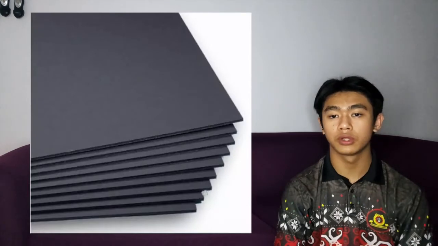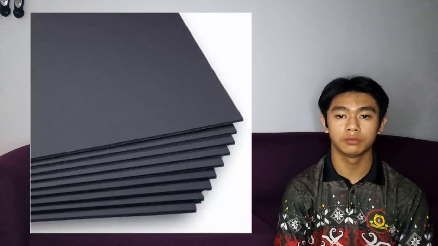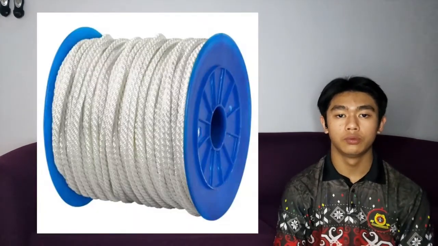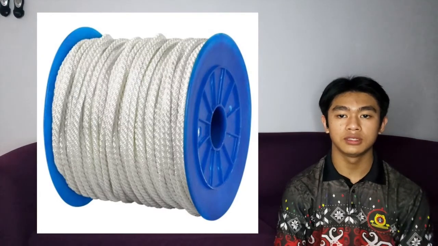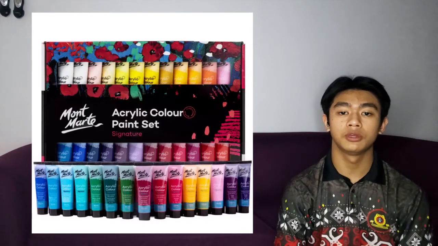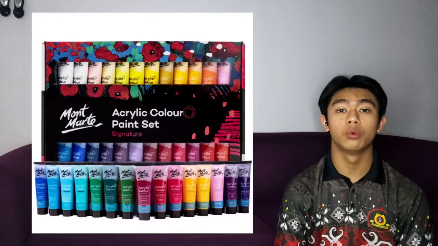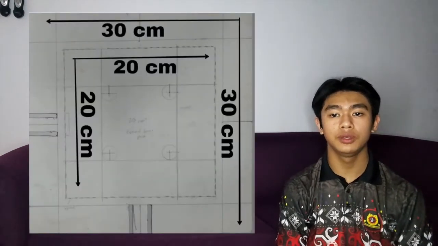Next, we use mounting board as the walls of the house because it is durable and easy to cut. We also use nylon rope to stabilize and support the house structure. And last but not least, we use acrylic paint to decorate the house because it is fast drying paint and water resistant when dry.